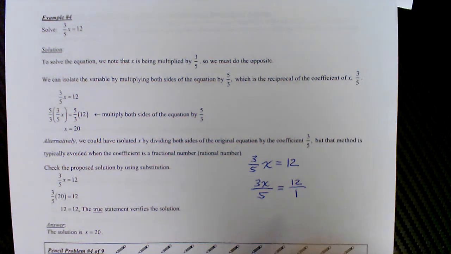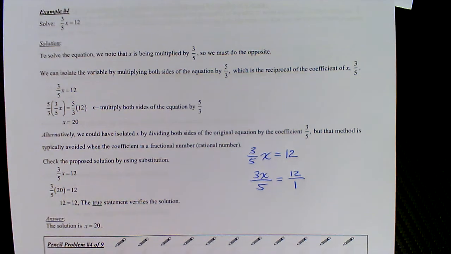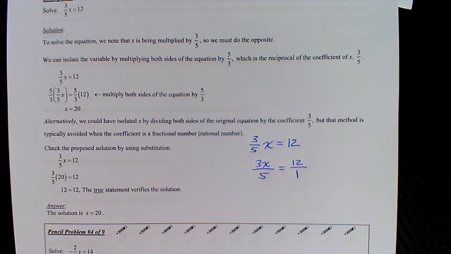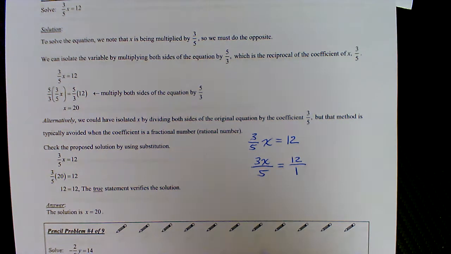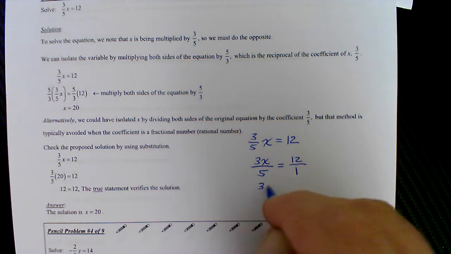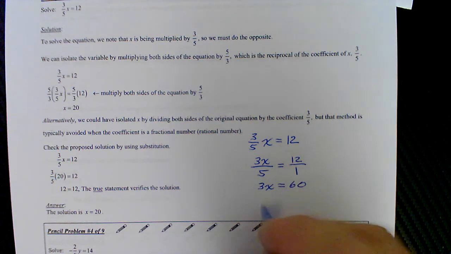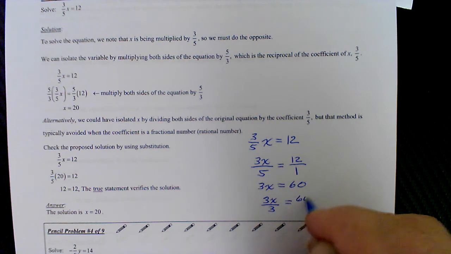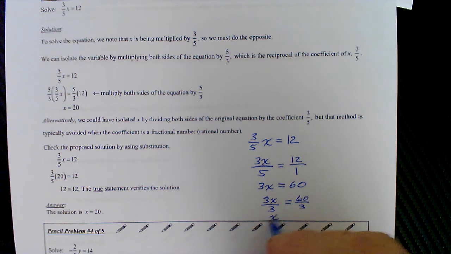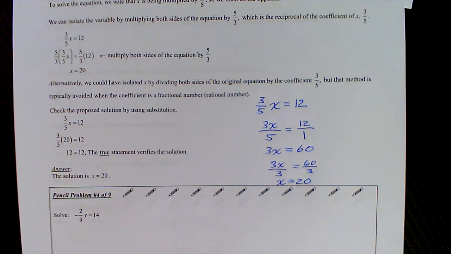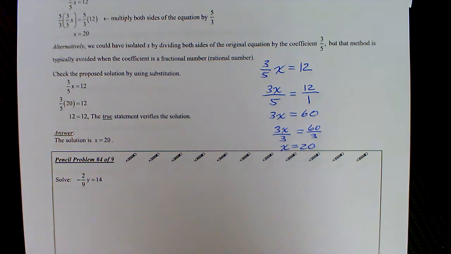And the reason why I'm suggesting this method is because everybody's used to cross multiplication. Because now at this point, we could just simply cross multiply. We get 3x equals 5 times 12 is 60. And now we can divide. So 3x divided by 3, 60 divided by 3, and we get x equals 20. So I feel that's an easier way to proceed. You could proceed any way you like, but that's what I'm going to show in this pencil problem.